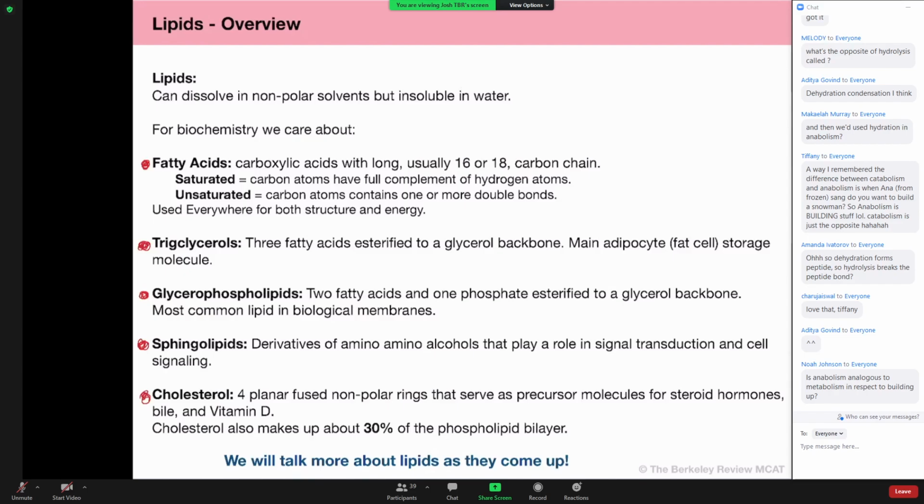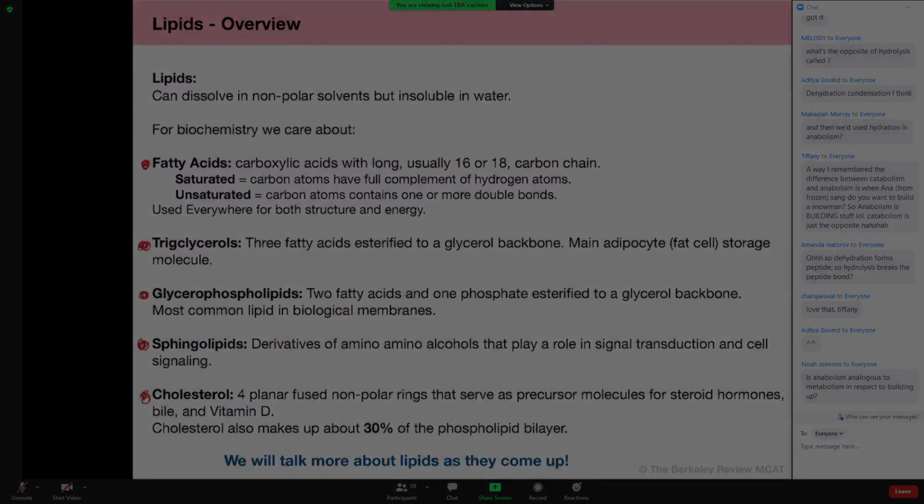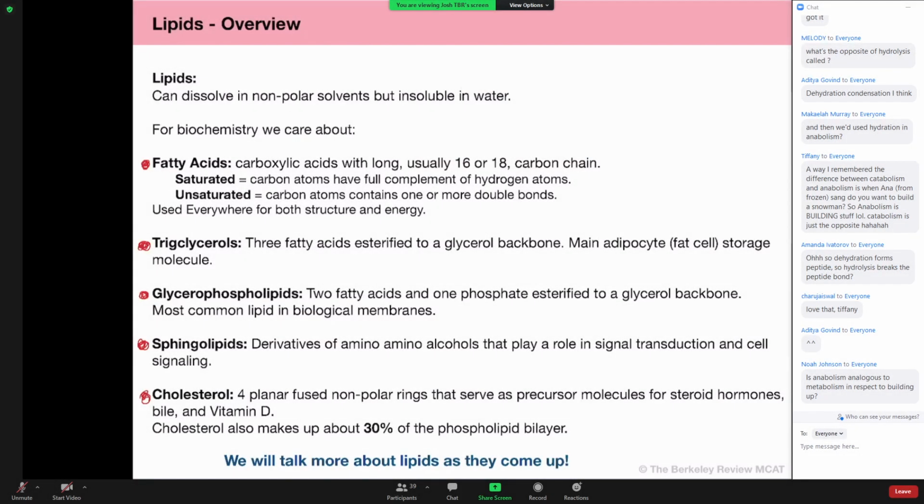I'm sure you guys are aware, fatty acids are carboxylic acids with long, typically 16 or 18, carbon chains. They can be saturated, unsaturated. You guys should kind of know all this. We'll get more into the specifics and the functions of them as we go. But this is just, again, now they're in your head, now what does each one do? What's the significance of each one as they come up?